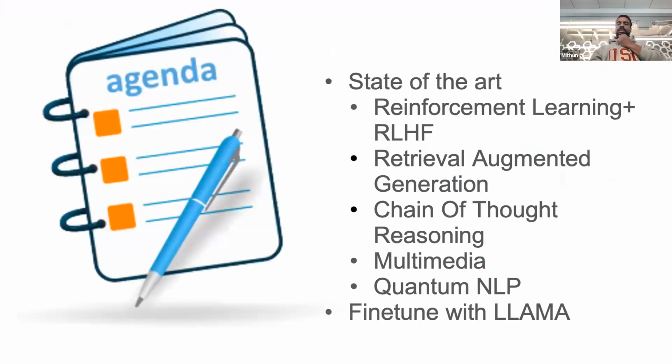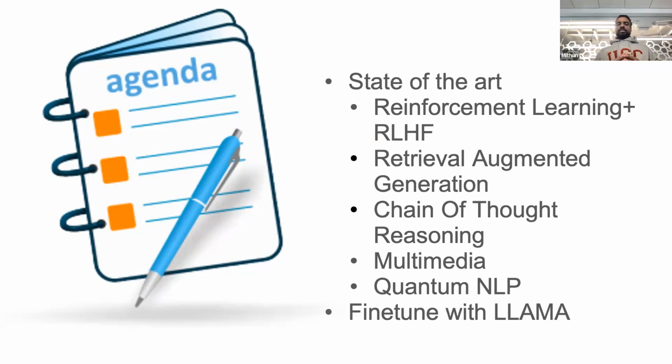This is the agenda for today. We are going to look at the state of the art in AI and deep learning, reinforcement learning, along with reinforcement learning from human feedback. That is exactly what ChatGPT was trained on. Then we'll talk about retrieval augmented generation. Since ChatGPT came out, people have been coming up with interesting ways of extracting the maximum possible information from a black box model. Some of them are retrieval augmented generation and chain of thought reasoning.